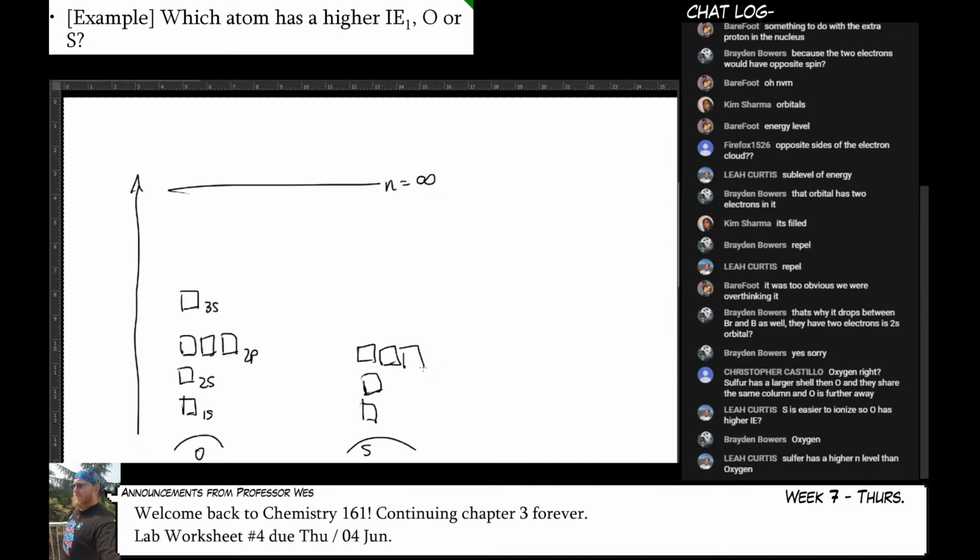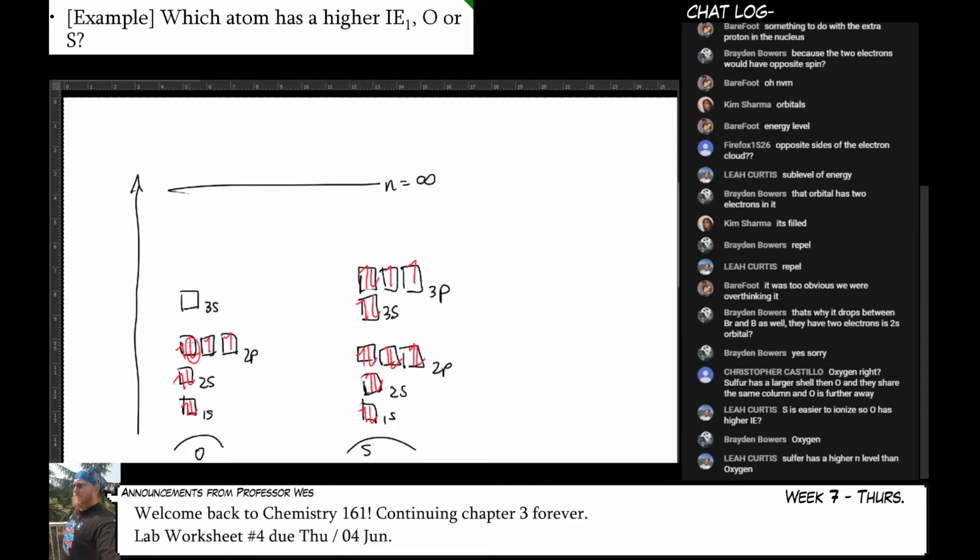Now these should be lower in energy on this side, but it's hard for me to draw these in here. And so if I draw my electrons in for oxygen, oxygen has 8 total electrons, and it'd look like this, but sulfur has 16. Alright. Who is harder to ionize, and thus has the higher ionization energy?